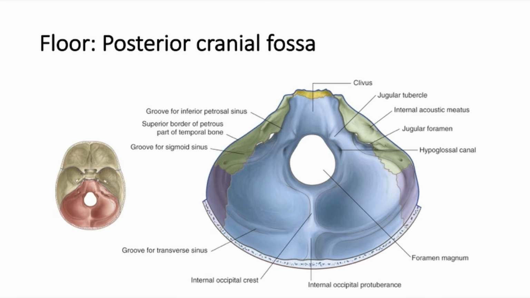Laterally, the anterior boundaries of the posterior cranial fossa are the superior border of the petrous part of the temporal bone, so right here. And then posteriorly, the squamous part of the occipital bone to the level of the transverse groove is the major boundary. Okay. Then we look at the different meatus and foramen.